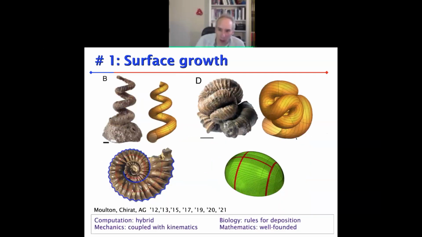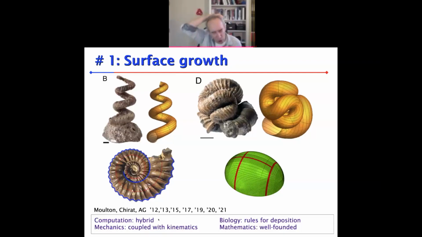So just to conclude about my first case, surface growth. For each way to model growth, I give a little scorecard that you find at the bottom here, where I discuss it from different points of view. At the level of the computation, it's hybrid. Typically, you can do it from a purely geometric perspective, but you have to somehow couple that to another model that explains where this deposition vector comes from.